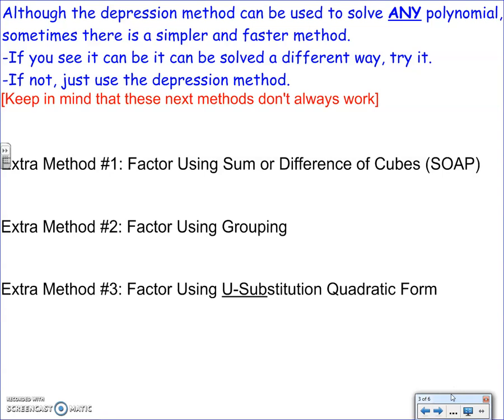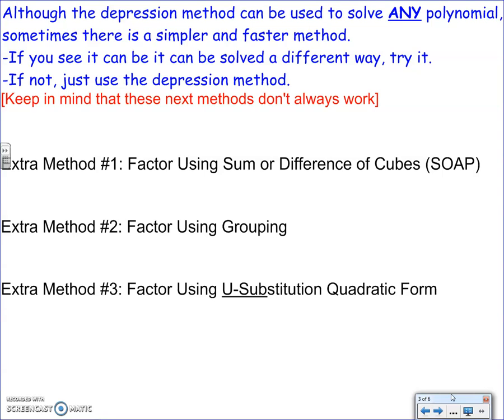Sometimes, well, let me say this. Sometimes the depression method can always be used, but there's sometimes a faster and simpler method. So if you see the faster, simpler method, do it. If not, just use the depression method. It has a lot of synthetic division, but it always works. Again, keep in mind that these next methods don't always work.